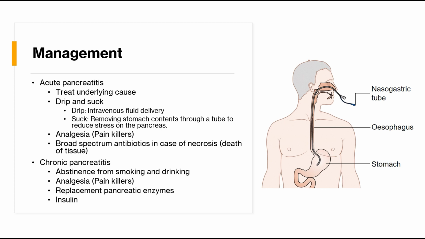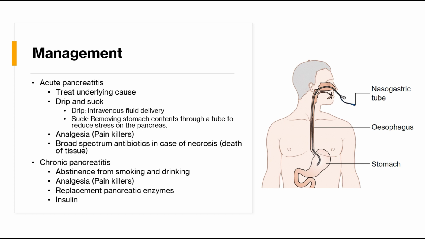Then you'll do something called a drip and suck, which is when you give the patient intravenous fluids to prevent dehydration and then remove the stomach contents through a nasogastric tube to reduce the stress on the pancreas. A nasogastric tube is a tube that's passed through the nose into the stomach via the esophagus. You'll also want to provide them with pain relief because it can be quite painful for them. Antibiotics may be given if there is pancreatic necrosis or death of the pancreatic tissue.